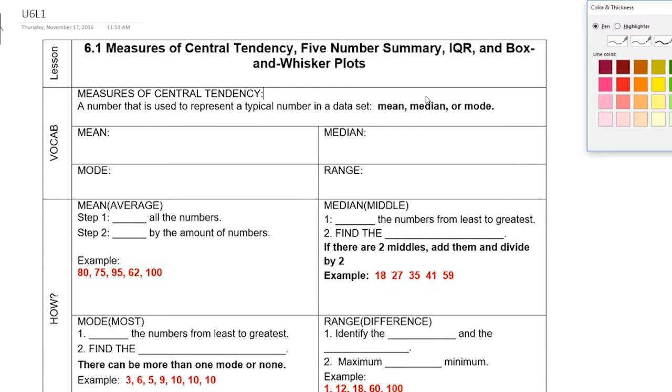So today we're going to be talking about measures of central tendency, a 5-number summary, the IQR or interquartile range, and box and whisker plots. I know it sounds like not a lot, but bear with me.